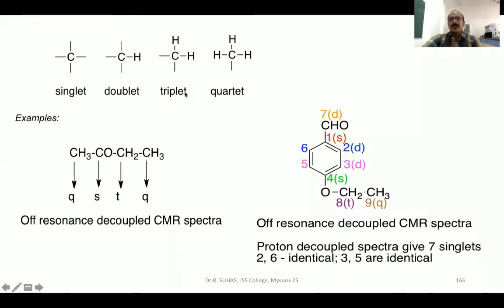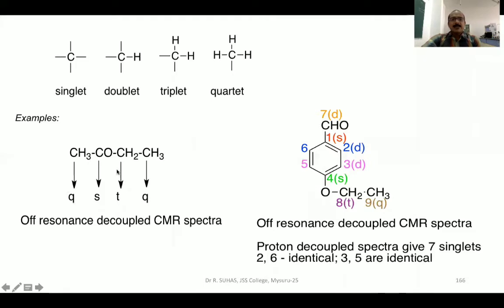That's why you are going to get a triplet here. This carbon is directly attached to 3 protons. N plus 1, that is 3 plus 1. You are going to get a quartet here. So, unlike proton decoupling, wherein you will see only singlets, in off-resonance decoupling, you will see multiplicity based on the number of hydrogens directly attached to the carbon.